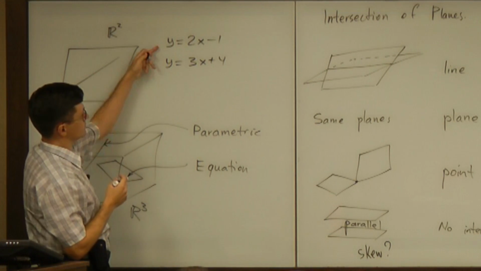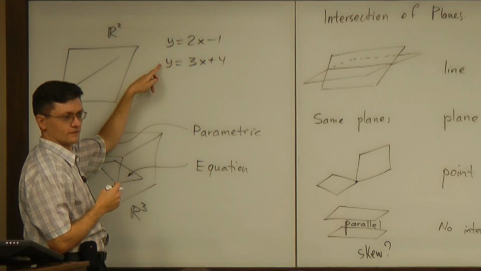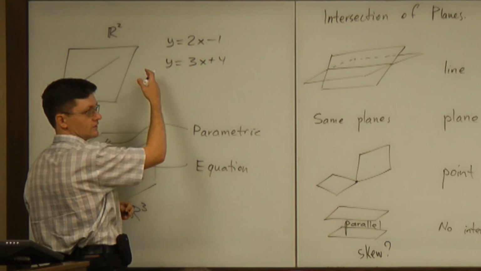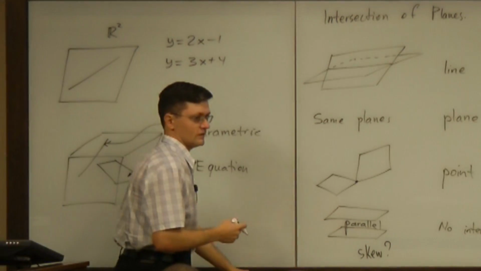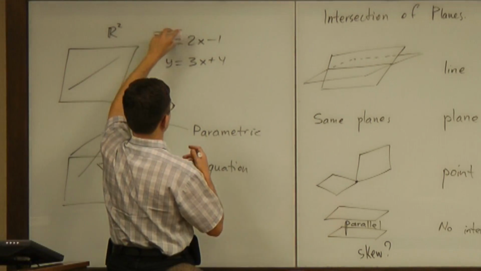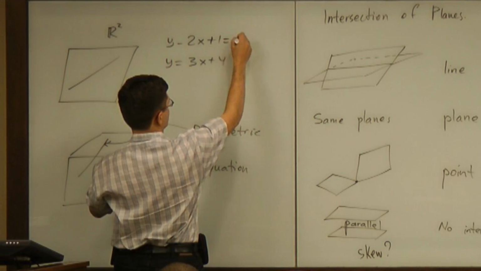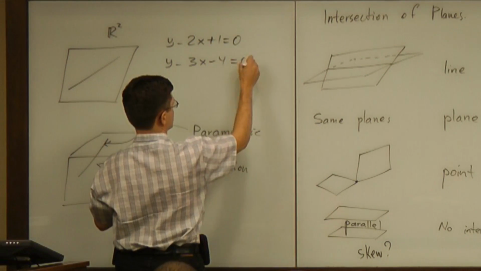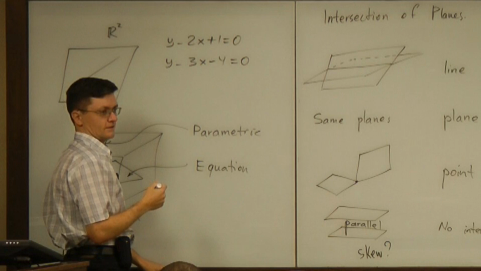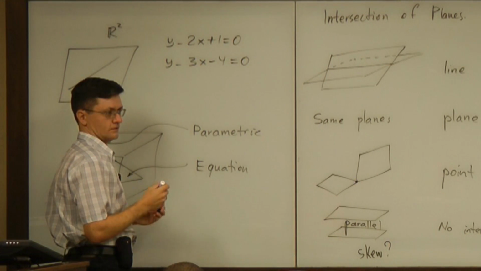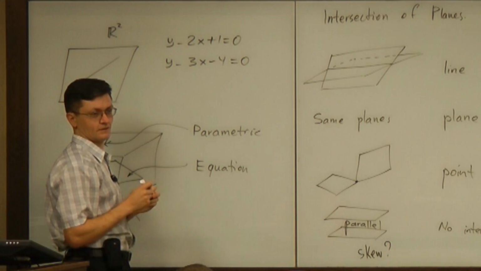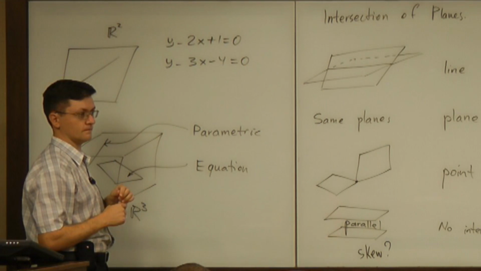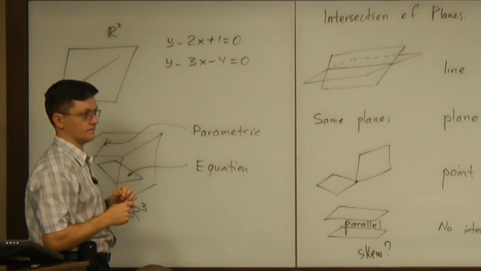And then what do you do to find the intersection? Do you take everything on the left and equate? Do you say y minus 2x plus 1 equals 0 and y minus 3x minus 4 equals 0, and then you equate the left-hand side? Is that what you do? So what do you do to find the intersection of two planes? Try to isolate x and solve for x in the two equations by setting them equal.